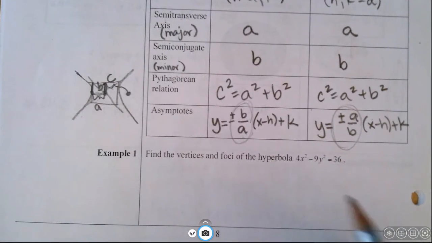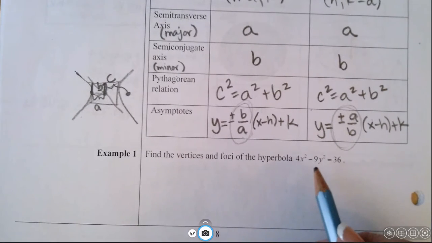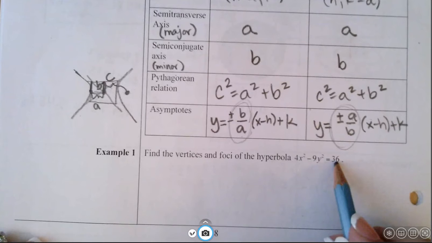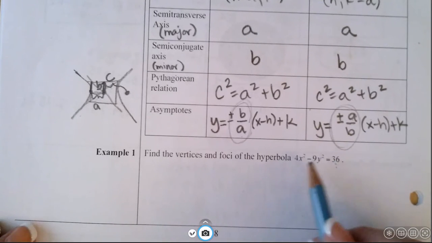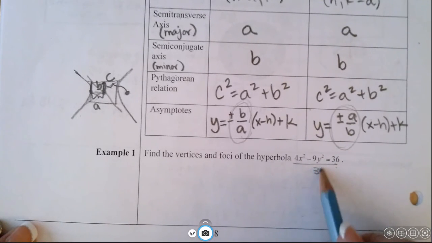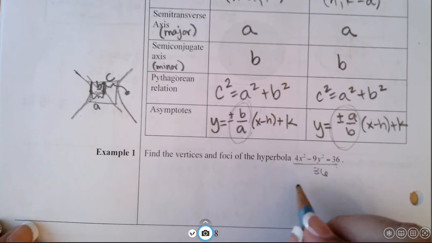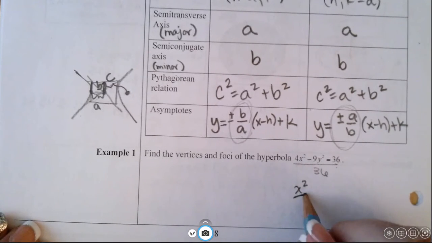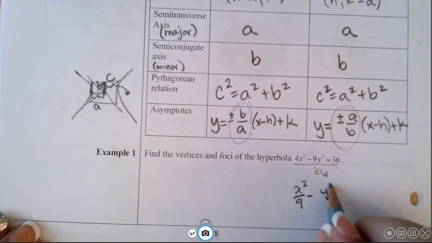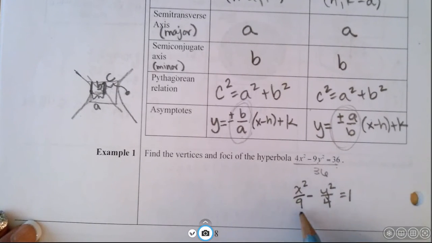So the first thing to do here, remember, just like for ellipses, our hyperbola formula says equals 1, so we need to divide everything by 36. So we have x squared over 9 minus y squared over 4 equals 1. So that means that A is 3 and B is 2.